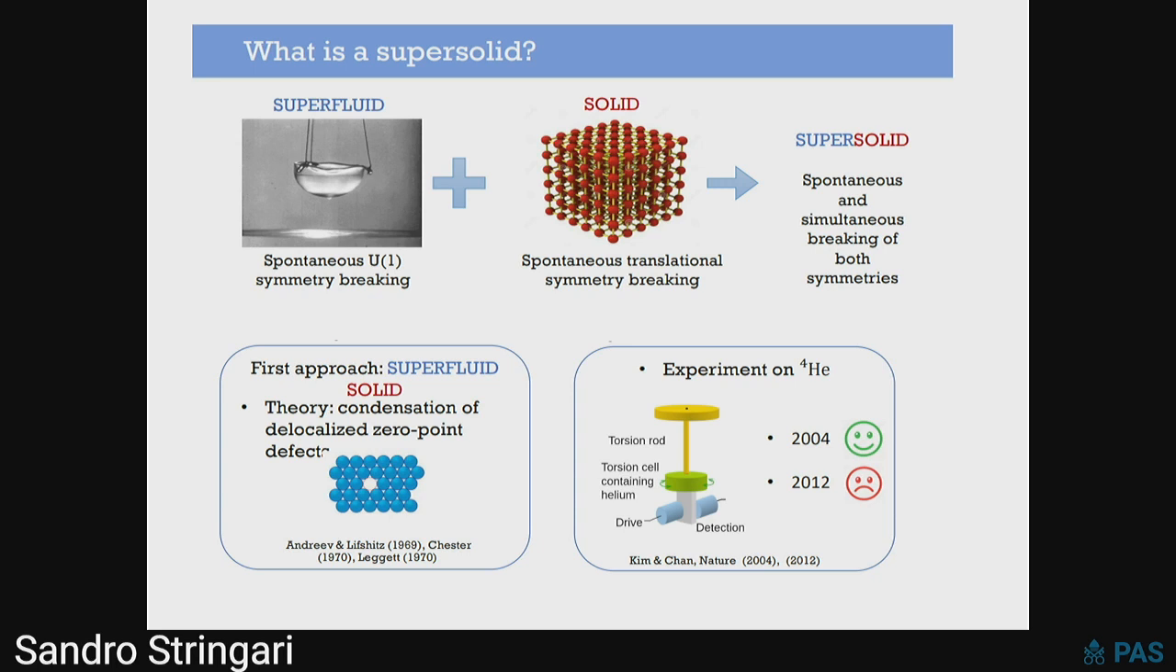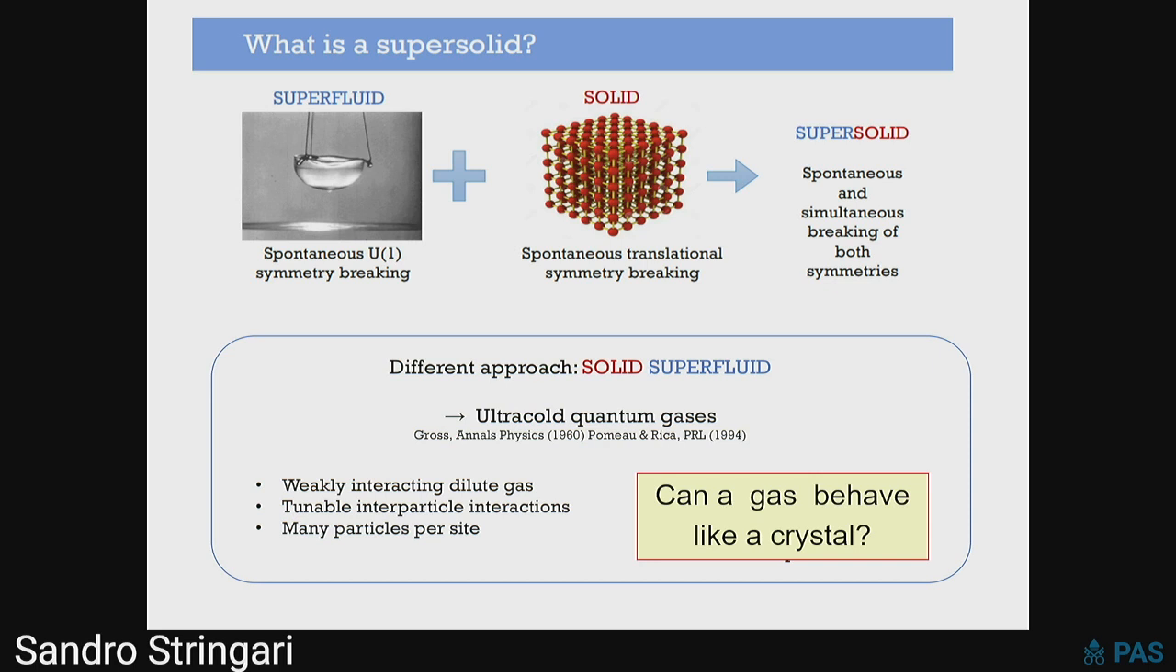The alternative possibility is instead to start from the superfluid and to look for possible solid behavior exhibited by the superfluid. And from this point of view, one can rephrase the title of Leggett's seminal work in an alternative way: Can a gas behave like a crystal? Why am I speaking of a gas? The gas I have in mind is an ultracold gas, which in the case of bosons in particular exhibits Bose-Einstein condensation and superfluidity.